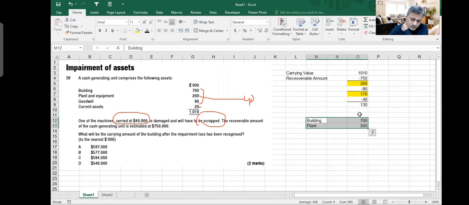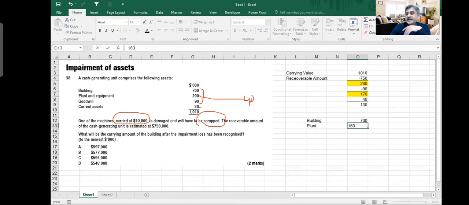So how do I do 130? Yes, Kasim, how would you do that? 130 you have to distribute between the building and the plant and machinery. So we have to take the total of the assets and allocate on a proportionate basis. Yeah, so you have building 700, plant after taking out this 40 is 160. So you make a total of that, it gives you total assets of 860, and on this 860 you have to allocate 130.